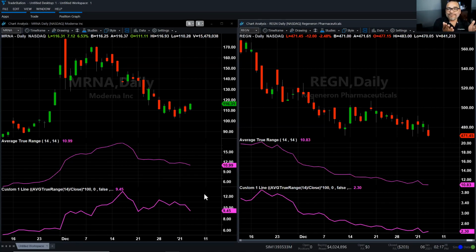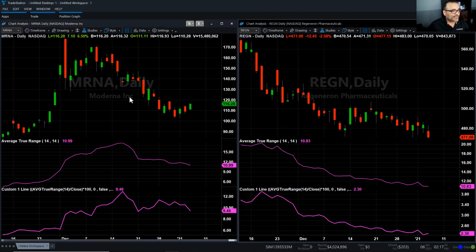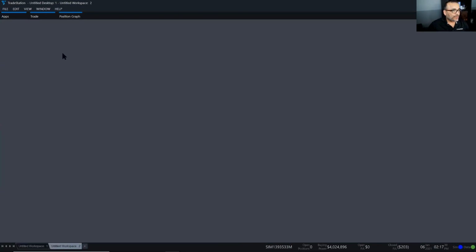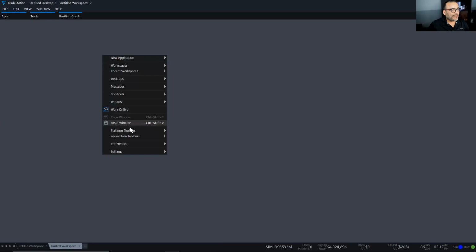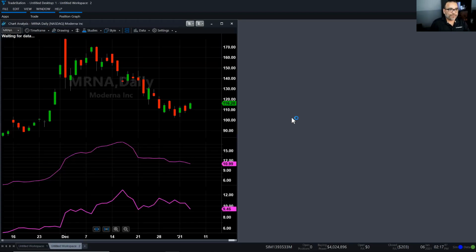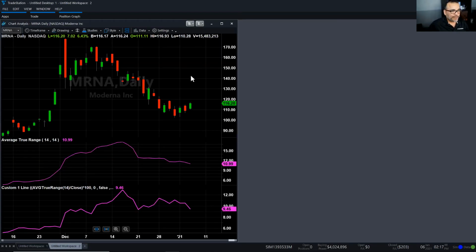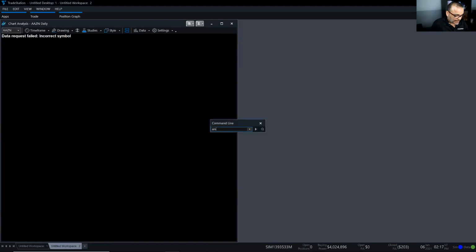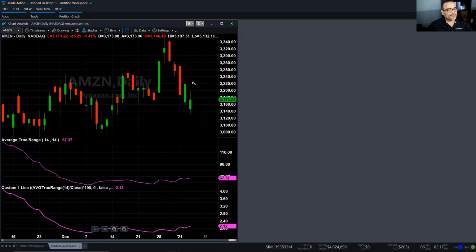I mean, if you take a stock like Amazon, for example, I'm not sure what Amazon is trading at, but let's take a look. Let me right click on one of these windows and I'm just going to copy the window. Let me go to a new workspace, right click and paste the window. Okay, I just want to create a duplicate of the chart. Let me go to Amazon, for example. Amazon, what is Amazon trading at? AMZN. So take a look.